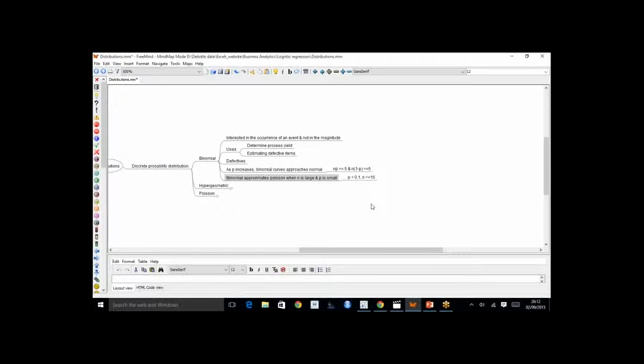So your p should be less than 0.1 and your n should be greater than or equal to 16. If these are the values which you have, then your binomial distribution turns out to be Poisson distribution, right? So your binomial distribution can become a normal distribution. Your binomial distribution can also become Poisson distribution, depending on these values of p and n. This is all about your binomial distribution.